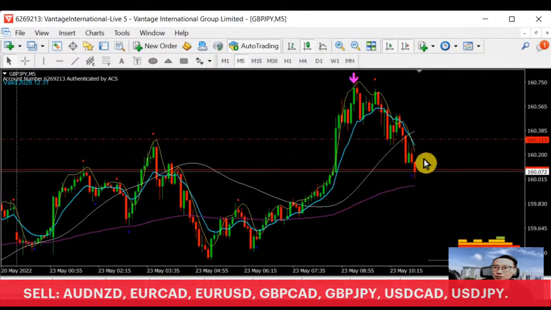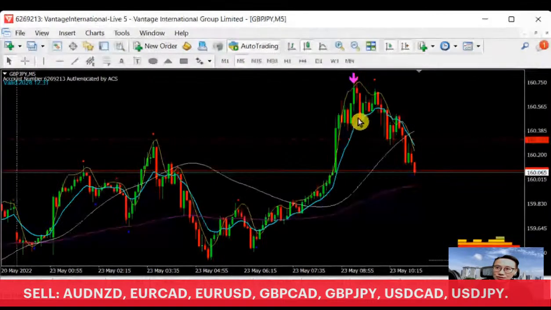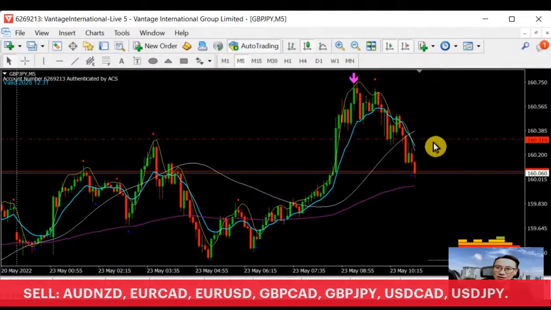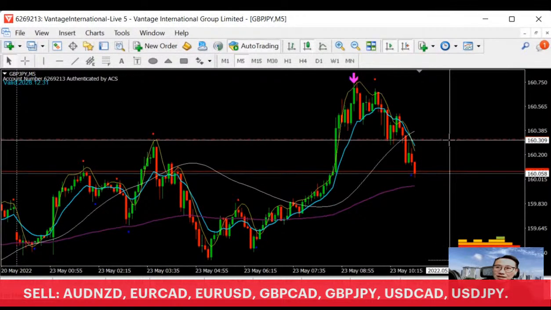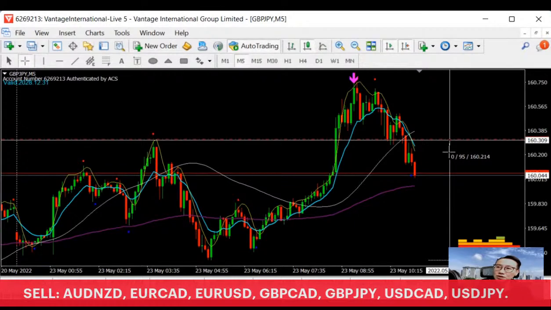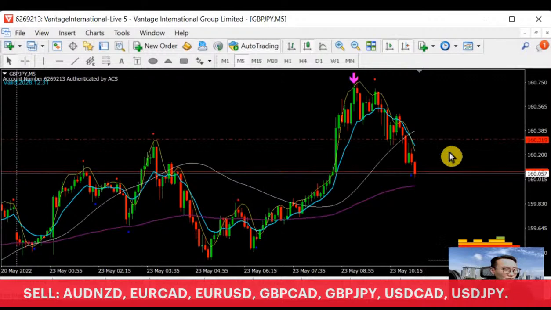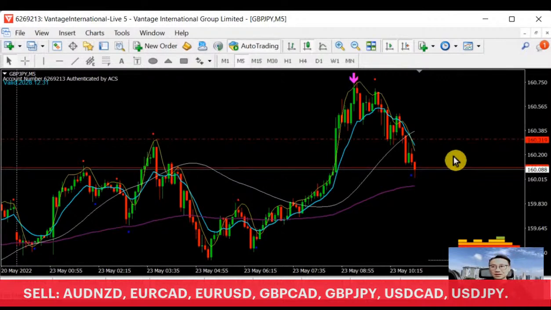I am waiting for it to retrace upwards and hit to test the resistance. This is the level, at 160,309. This is my targeted selling price. 160,309, that's for Pao Yen. Okay, all right.